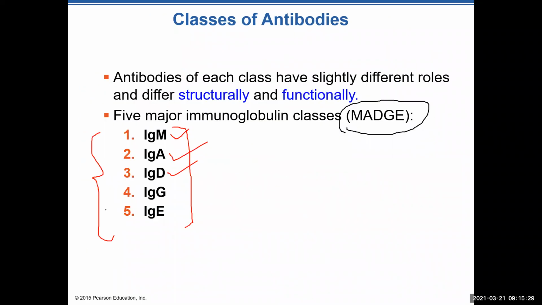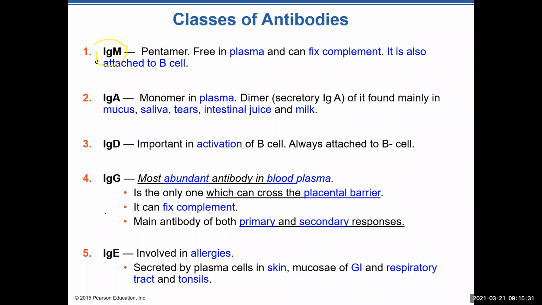So the question says, name the antibody which is found in the body fluids, in the intestinal juice, milk, etc. So you will name it as the IgA antibody.